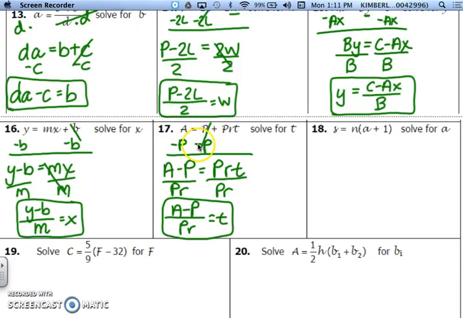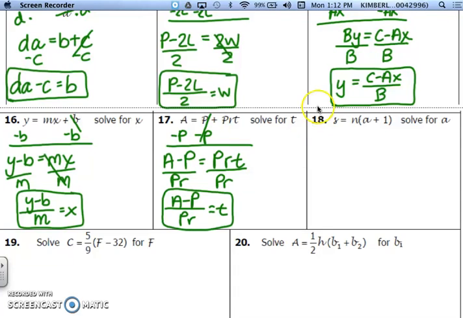Then I subtract P on both sides, and I would get A minus P equals PRT, and then that's why I divided by P and R to get T by itself, and then that's how I got my final answer. Alright, on 18 there are two different ways to solve this problem, and I'm going to show you both.